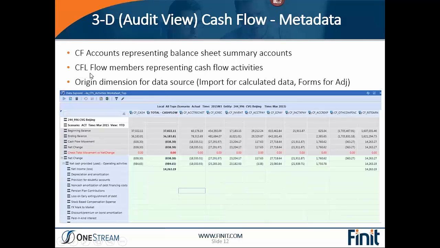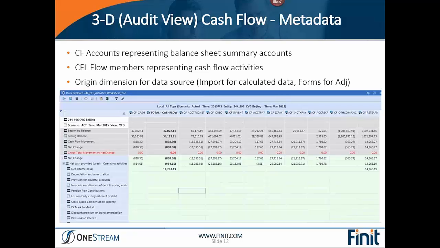And we also have members. We would be creating members that would represent the cash flow activities in the flow dimension in OneStream. It's a custom dimension. It's the same as a custom dimension in other products. And the third dimension right here is the origin dimension, which is new. I mean, it's available in OneStream and maybe new for some users who are used to other products.